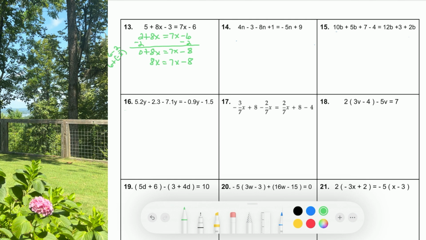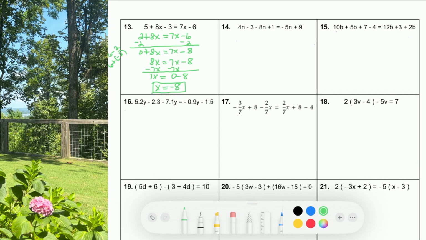Now I need to move my 7x. So I'm going to subtract 7x minus 7x. So I end up with 1x equals 0 minus 8. So our answer is x equals -8.